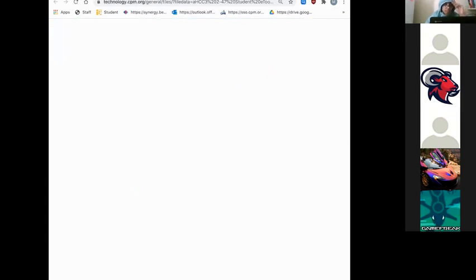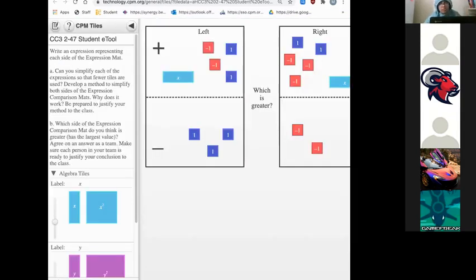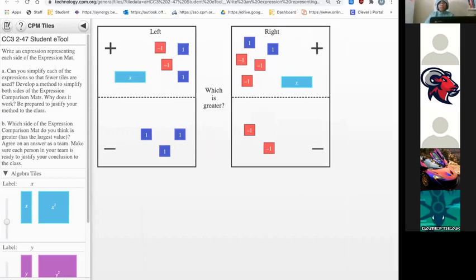So go ahead, load this up. The eTool is already built for you. Go ahead and eliminate your zero pairs, do your keep change, and then write your simplified expressions. I'm going to give you guys 3 minutes to work on this.